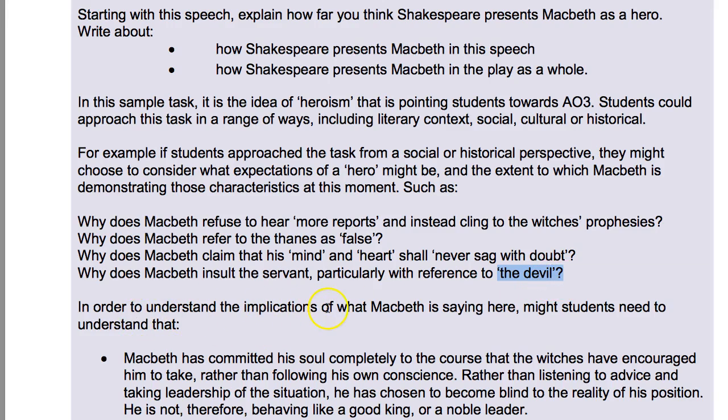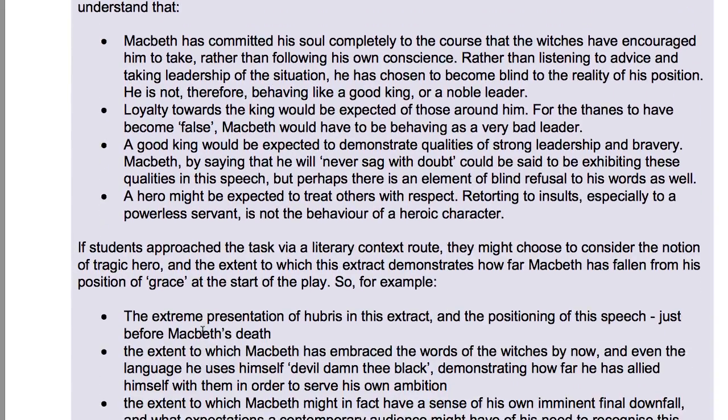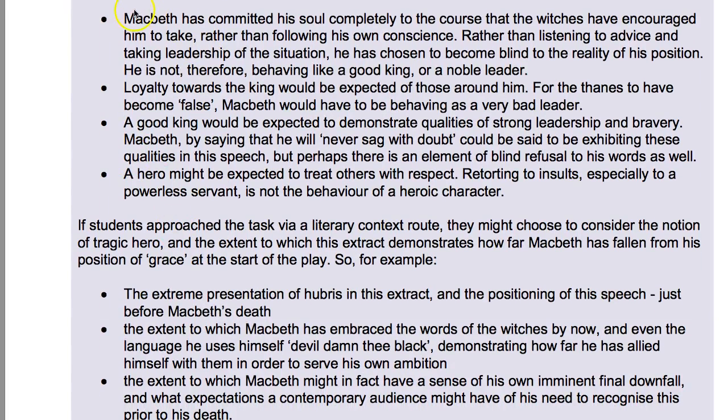In order to understand the implications of what Macbeth is saying here, might students need to understand that. So this is the context that the examiners think you desperately need to know. Macbeth has committed his soul completely to the course that the witches have encouraged him to take rather than following his own conscience. Remember, his conscience was telling him not to kill Duncan, but he's given in to the image that the witches have put in his head.